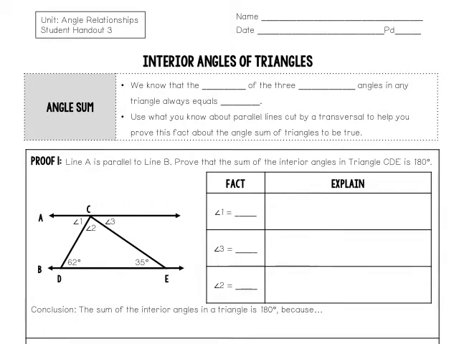We know that the sum, what's it mean, sum? Means to add, right? Of the three interior, we know that word from parallel lines, it means the inside. The sum of three interior angles in any triangle is always 180 degrees. That's really it. Okay, lesson's over. No, just kidding. Really, that is it. And I don't want to overcomplicate it.